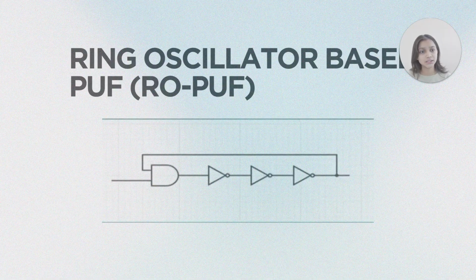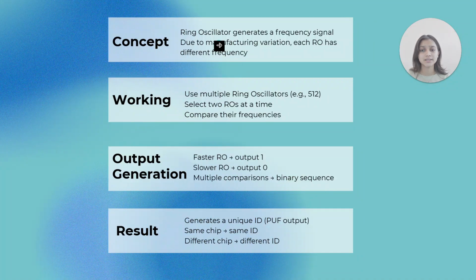Ring oscillator based PUF. Concept: a ring oscillator generates a frequency signal, and due to manufacturing variation each oscillator has a different frequency. Working: use multiple ring oscillators, select two at a time, and compare their frequencies. Output generation: the faster oscillator outputs 1, the slower outputs 0. Multiple comparisons give a binary sequence, and the result generates a unique ID. Same chip, same ID; different chip, different ID.